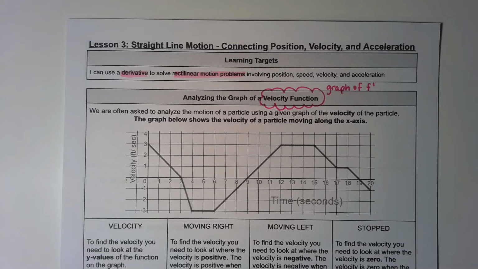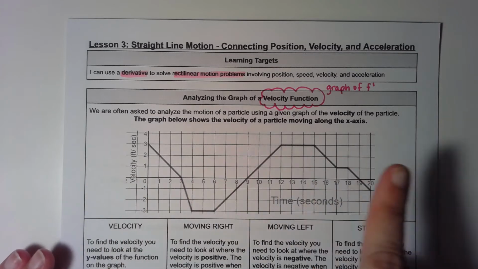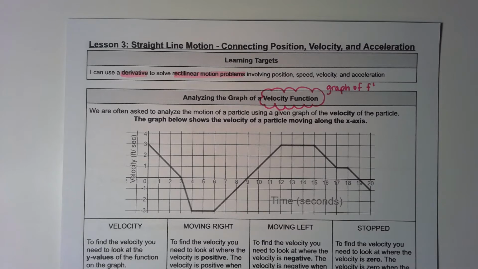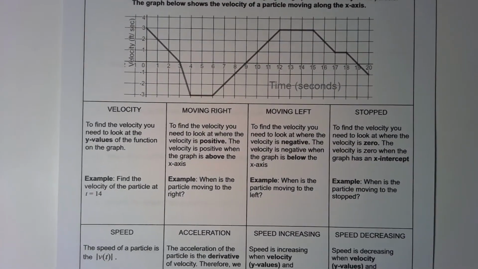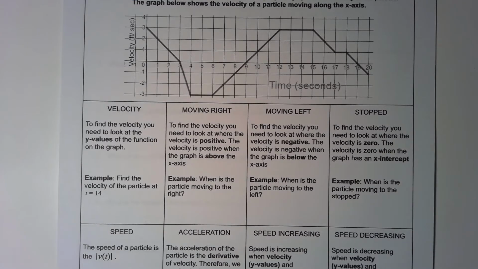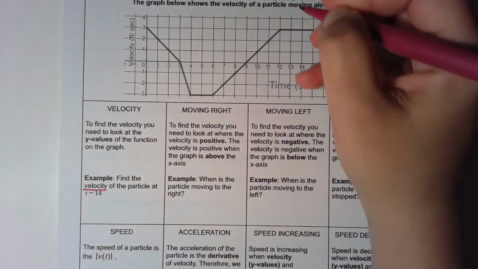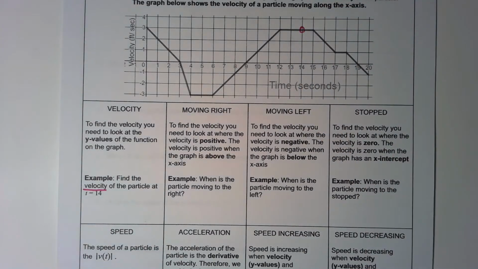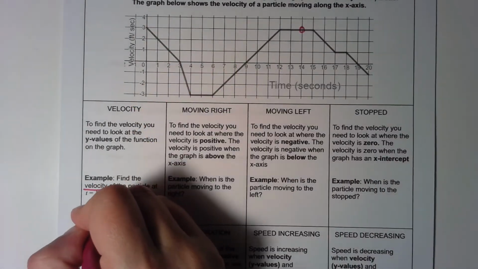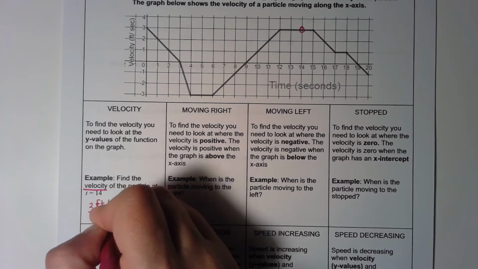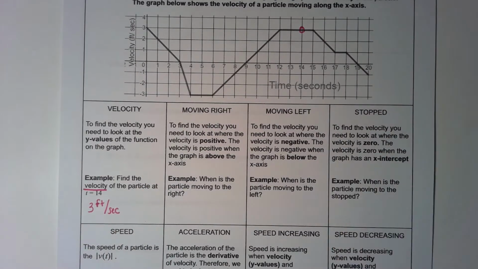So it says here, we are often asked to analyze the motion of a particle using a given graph of the velocity of the particle. The graph below shows the velocity of the particle moving along an x-axis. So we have an object that's going back and forth along the x-axis. This is telling us the velocity, or how fast, and the direction that it's going at any given time. If I want to know a velocity value, for example, find the velocity of the particle at t equals 14, you just look at the y values of the function, because this is the velocity graph. So when t is 14, what is that y value? That y value is 3, so the velocity would be 3 feet per second. In this case, it's feet per second, and time is in seconds.